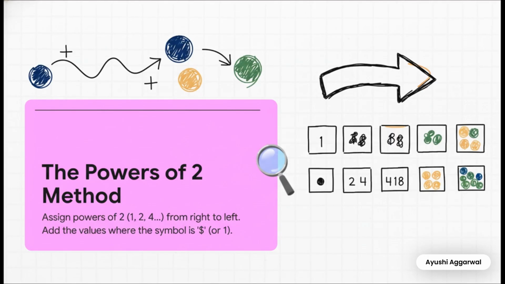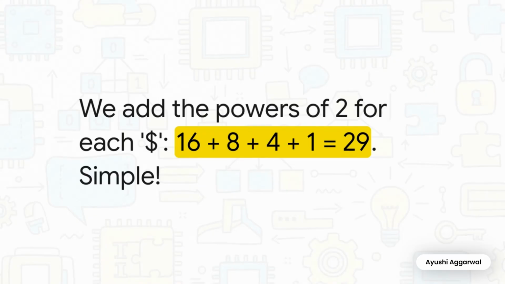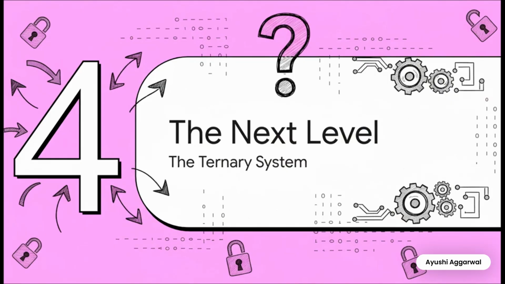You just write the powers of 2 below the code, starting from right to left, 1, 2, 4, 8, 16. Now wherever you see a $, or a 1, you just add up the power values above it. That's really all there is to it. For example, let's decode $. We'll write the powers underneath it from the right, 1, 2, 4, 8, 16. Now, which numbers are below a $? We have 16, 8, 4, and 1. Just add them up. 16 plus 8 plus 4 plus 1 equals 29. Simple, right? Decoded.